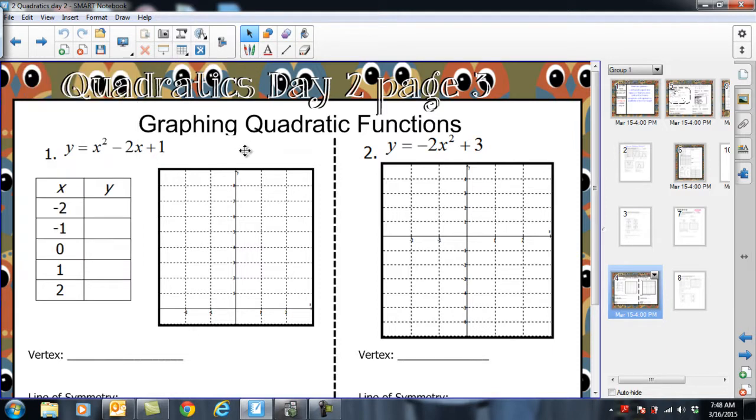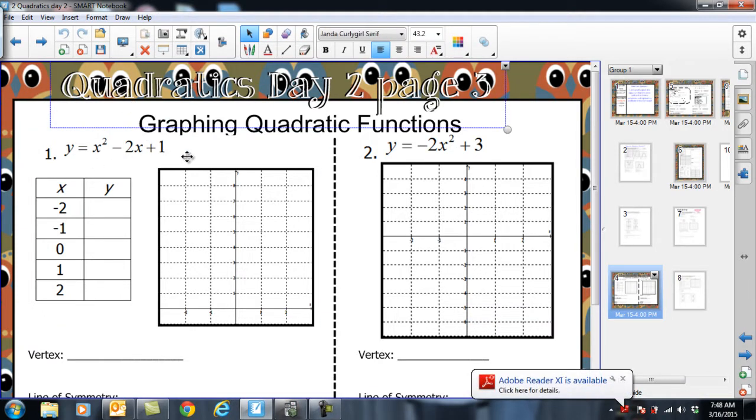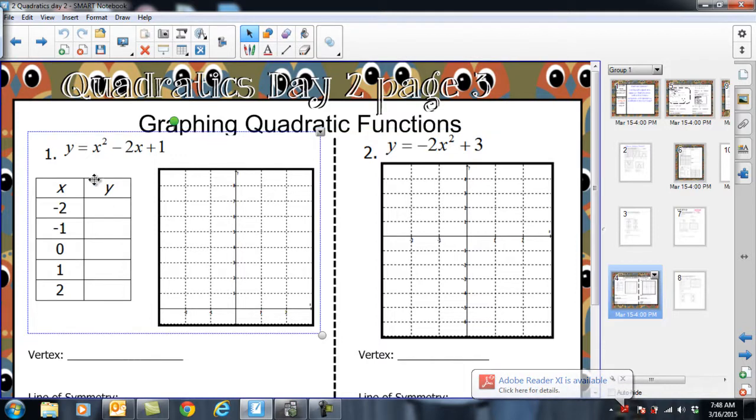And the way we're going to handle this is we're going to take our equation, our function that we're given, y equals x squared minus 2x plus 1, this first one here, and we're going to type it into our calculator. And then we're going to use our calculator to fill in the table, and then we will plot those points and then answer some questions.